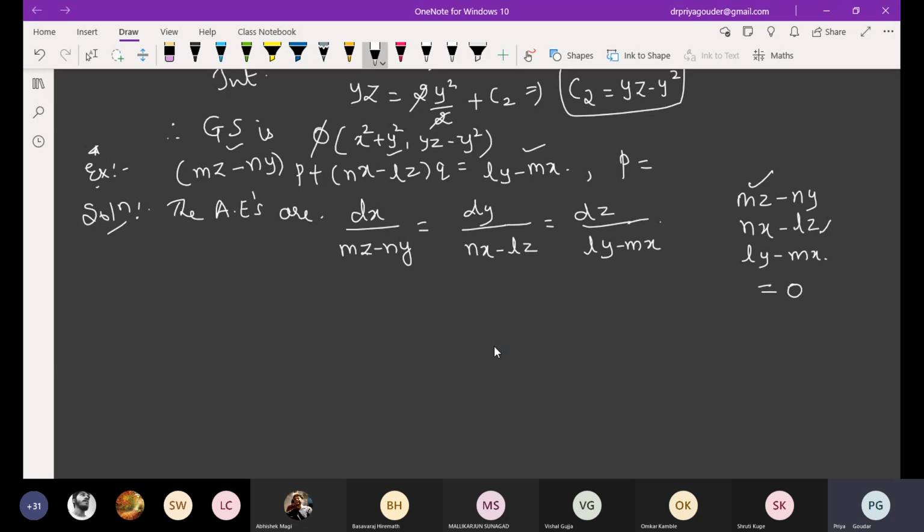If I want to cancel a z term, its coefficient should be the same or different? Same. Here the coefficient is m, here the coefficient is l. If I want to cancel it, I have to cross multiply. First I have to multiply with l, because I want to cancel that z term. Next, here I'm multiplying by l, so for the second part I should multiply with m, so that the z term will be cancelled.